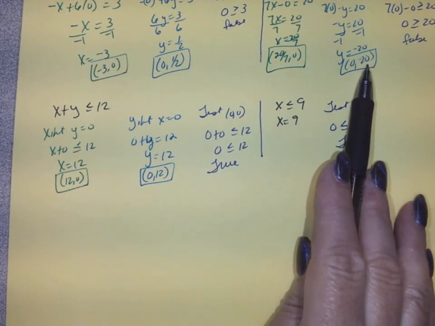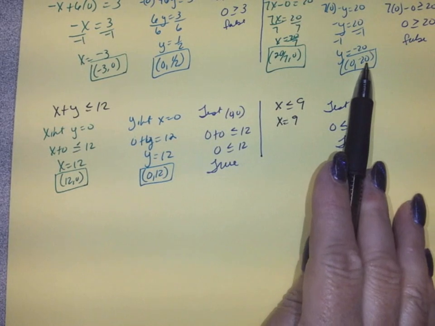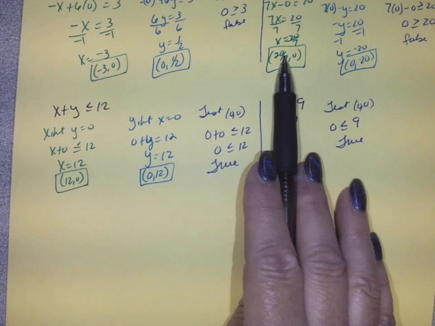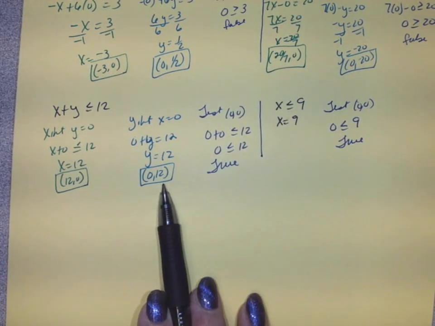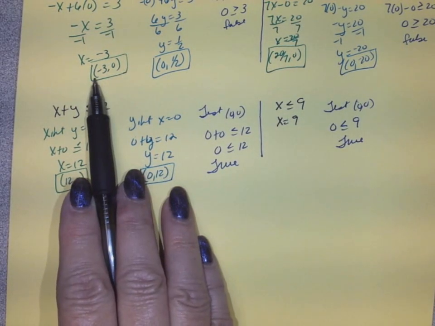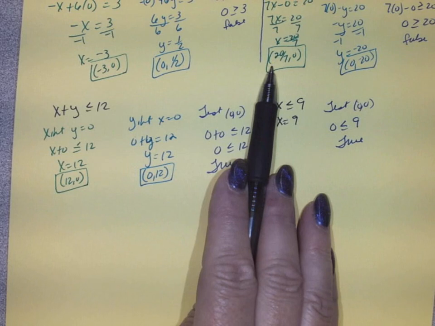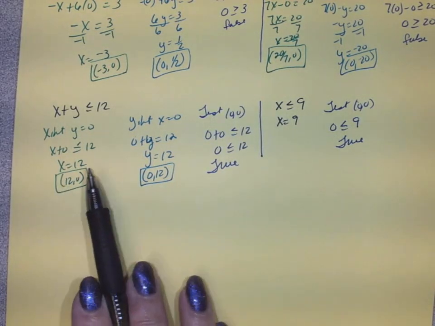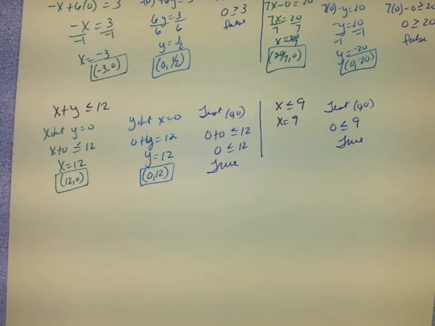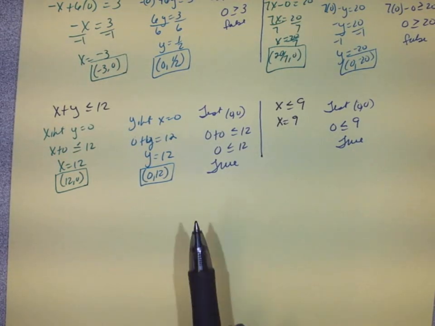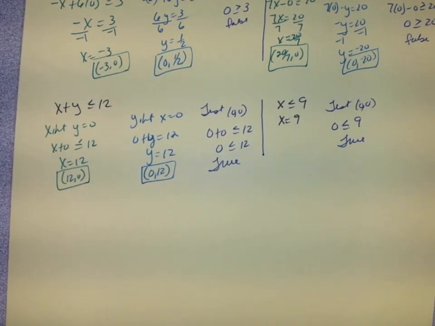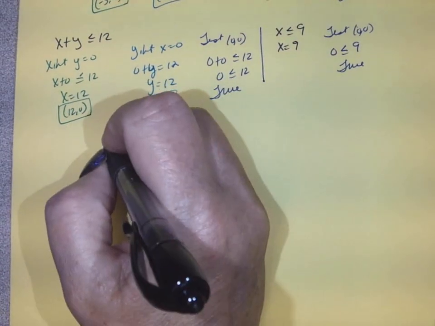This is negative 20 for the y, so we're going to have to go down to negative 20. That'll be our low. On our x values, we've got a negative 3, about a 3, but we have 12, and we also have 9. So we're going to need to go up on the y at 12, down to negative 20, and over to negative 3 for the x, and positive 12. All right, so let's draw our graph.